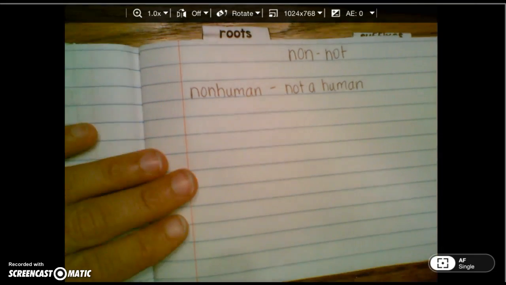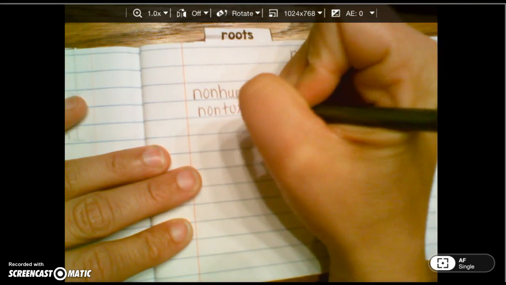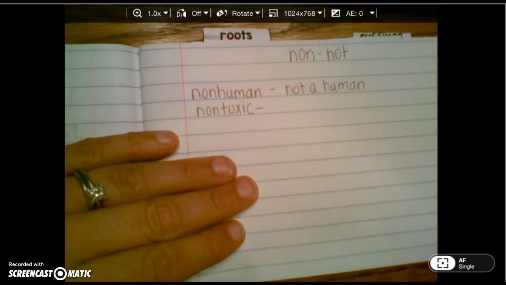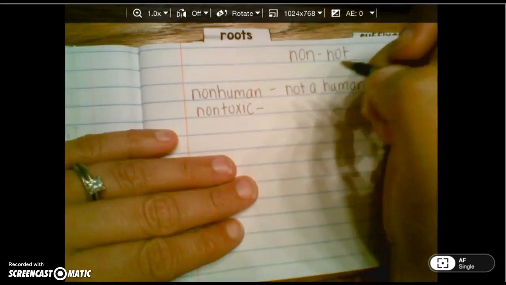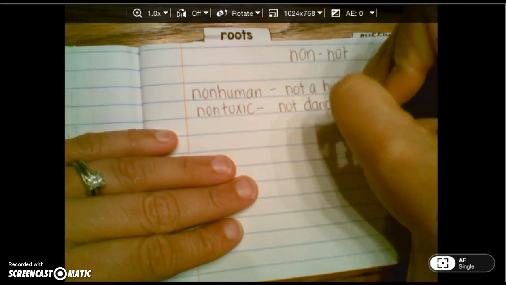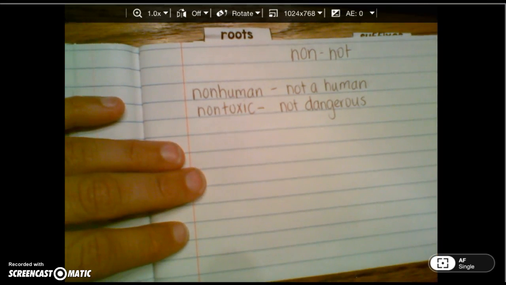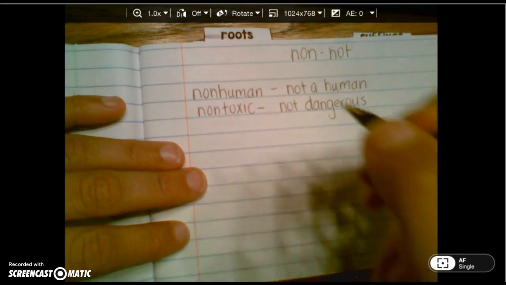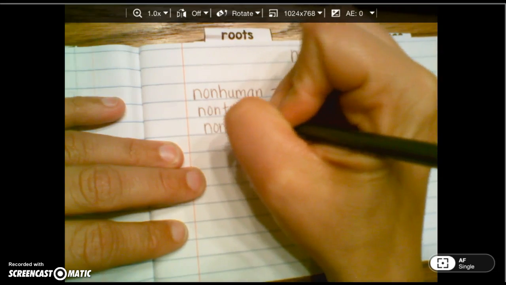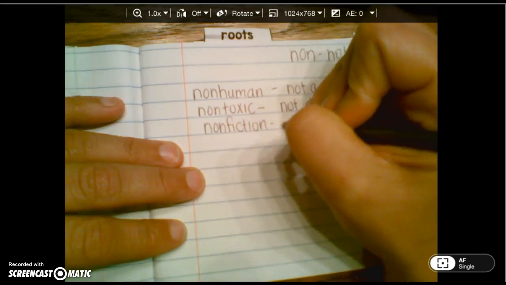Another word that you might see non in is non-toxic. Toxic means dangerous, so non-toxic would mean not dangerous. Another one that you probably see a lot of is non-fiction, which means not fiction or not real.